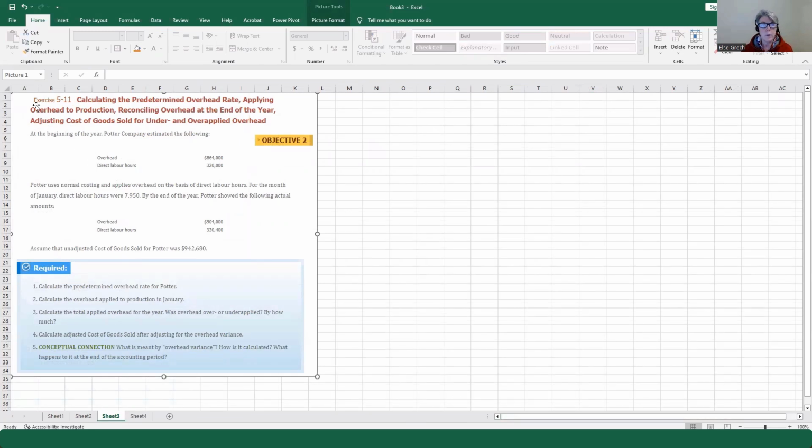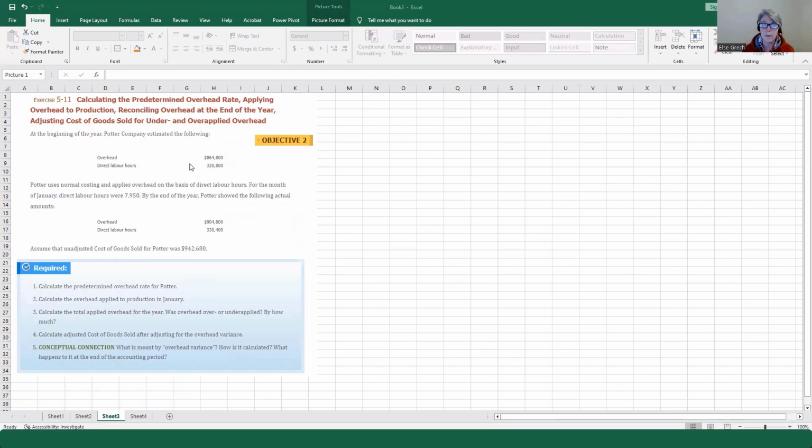So here we got exercise 5-11. Again, I was moving backwards because I wanted to show the easier stuff first. Calculating the predetermined overhead rate, applying overhead to production, reconciling overhead at the end of the year, which we already did, adjusting cost of goods sold for under and over applied overhead. So at the beginning of the year, this company estimated the following.